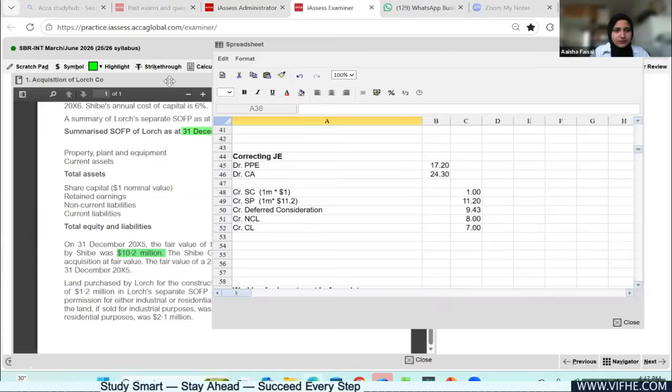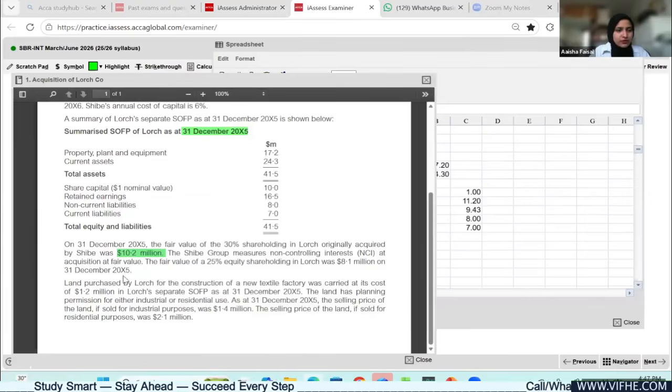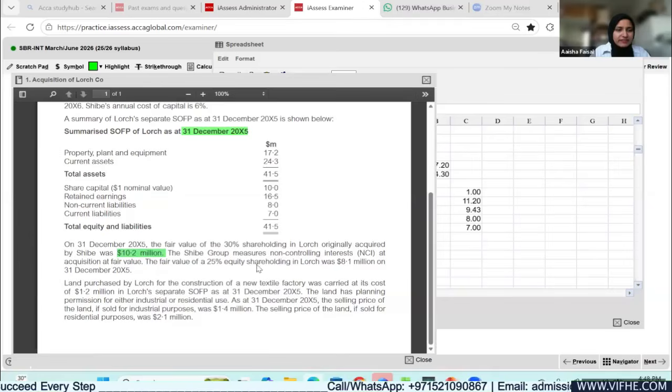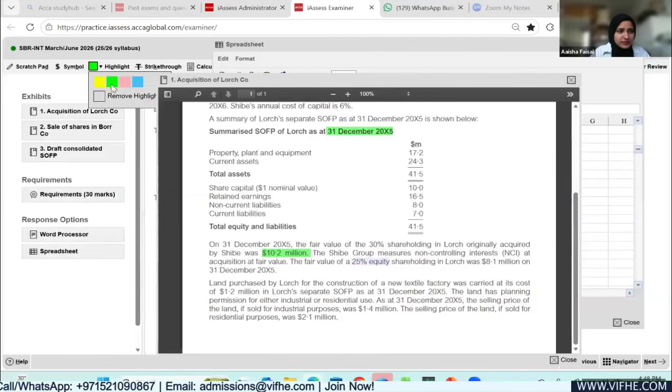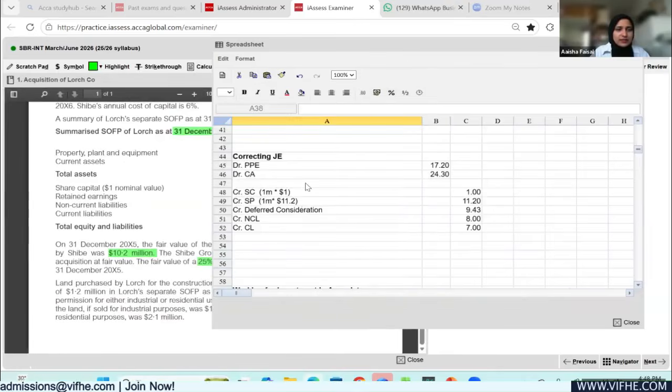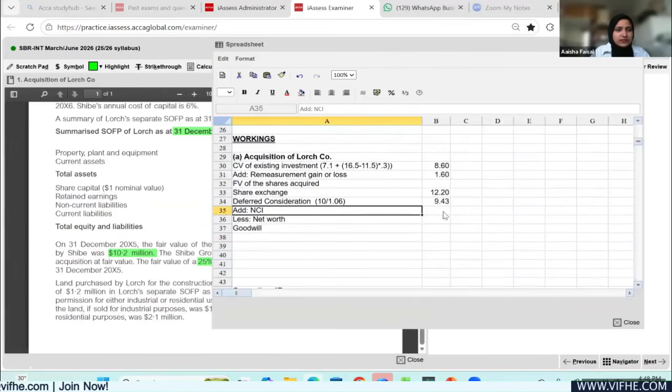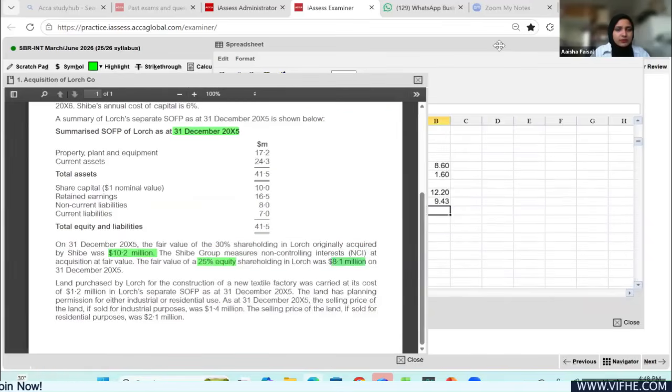Fine. I hope Pramati this has helped. So let's go and read further. The Shibe Group measures NCI at acquisition at fair value. The fair value for 25% equity shareholding in Lorch was 8.1 million on 31st December 20x5. So the 25%, because NCI is 25%, is worth 8.1 million. And I'm interested in the NCI measurement, so NCI fair value is 8.1 million.